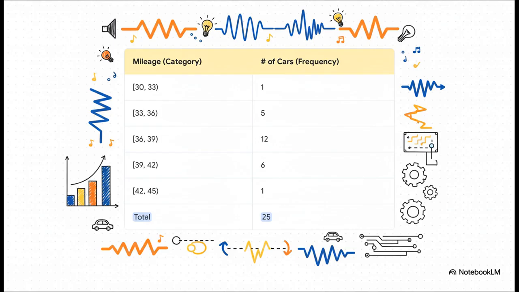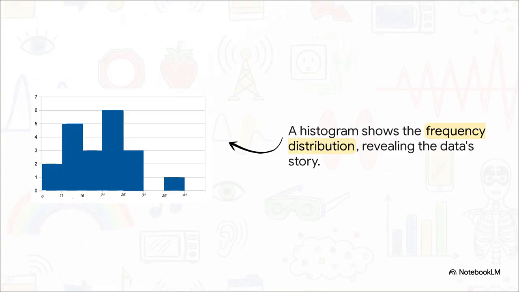And then, when we take that frequency table and visualize it as a simple bar chart or a histogram, bam, the pattern just jumps right out at you. The chaos is gone. And in its place is this clear shape that tells us the story of the data instantly. It shows us exactly where the performance of most of these cars is clustered.